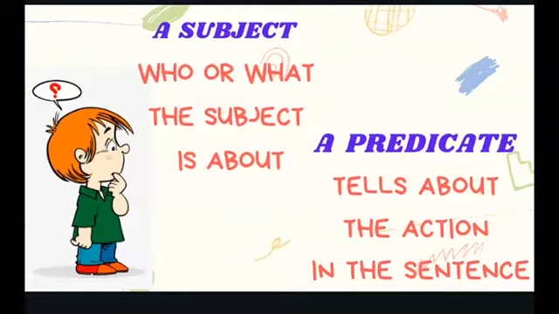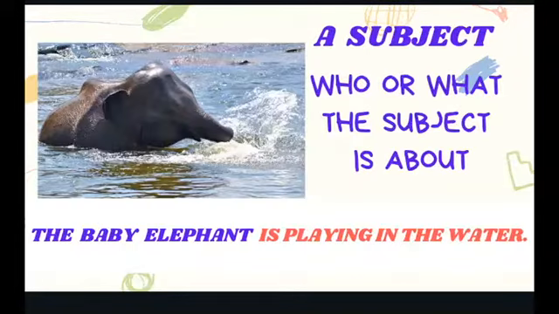Well, a subject tells who or what the sentence is talking about, whereas the predicate tells about the subject or the action done by the subject. You will understand this better with the help of an example. Now read the example along with me. The baby elephant is playing in the water.